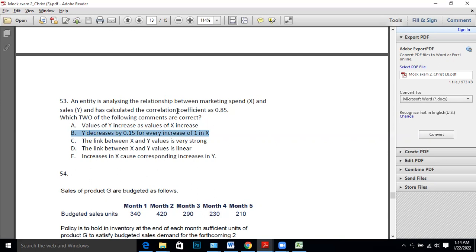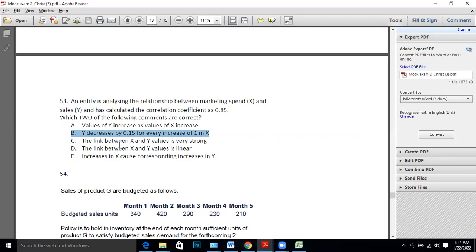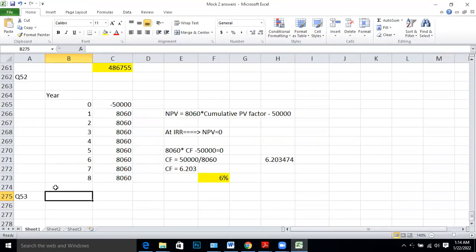So there are actually 3 right statements. Let's see what was given in the answer. 53. We have given a free mark because we said 2 of the following are right, but actually there are 3 statements that are right. A is right, B is right, as well as E is also right. If X increases, correspondingly Y is also going to increase, right? So A, B and E are right.